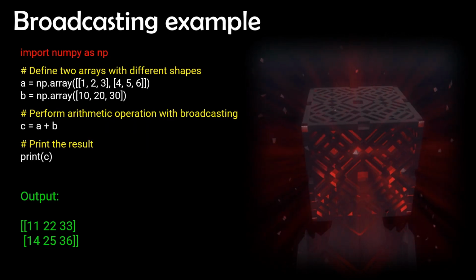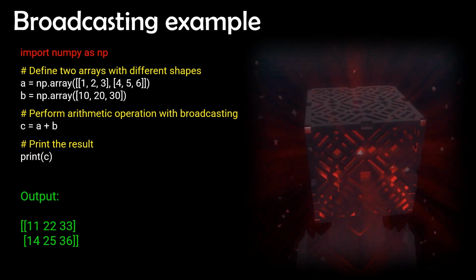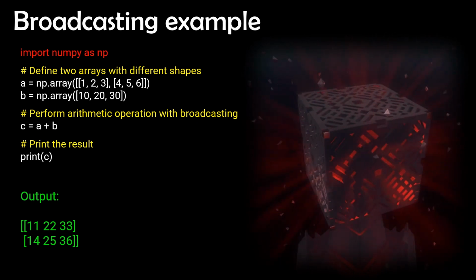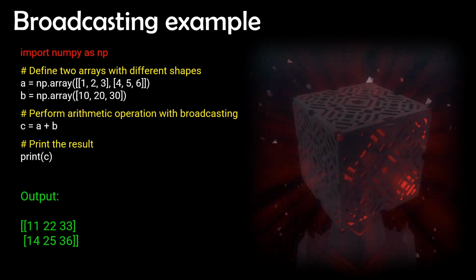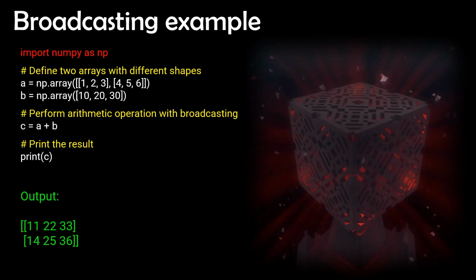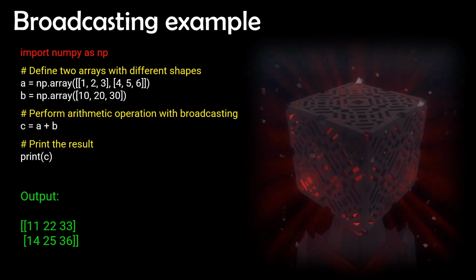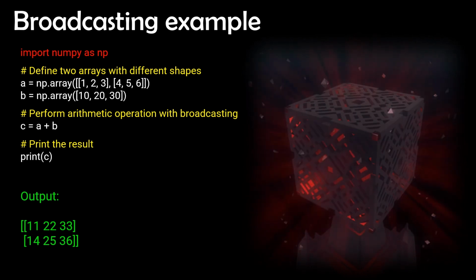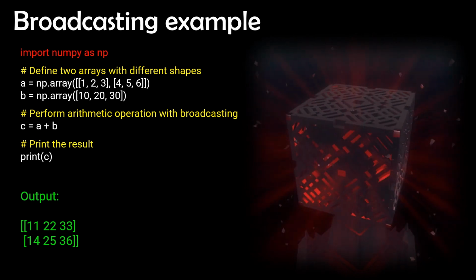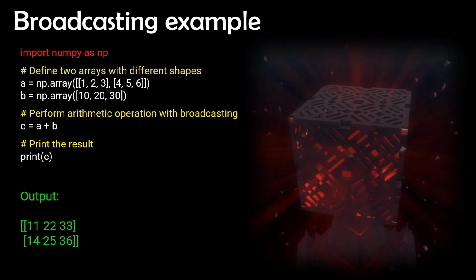Let us understand broadcasting through an example. In this example, we have two arrays A and B with shapes (2, 3) and (3,), respectively. We want to add these two arrays together element-wise. Normally, this would not be possible because the shapes are not compatible, that is, A has two rows of length 3, while B is only one row of length 3.